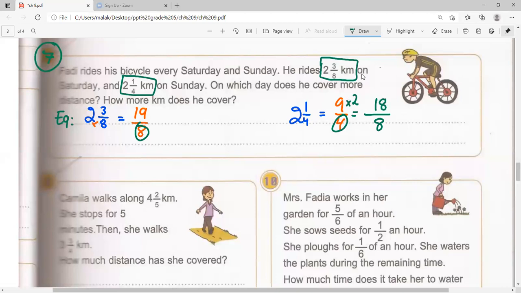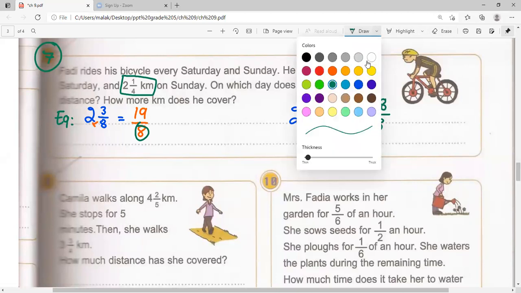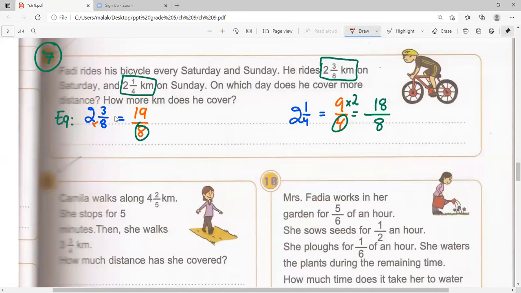Let's compare now: 19/8 with 18/8. 19/8 is bigger, excellent. So both have the same denominator, and 19 is bigger than 18. 19/8 is the same as 2 3/8.